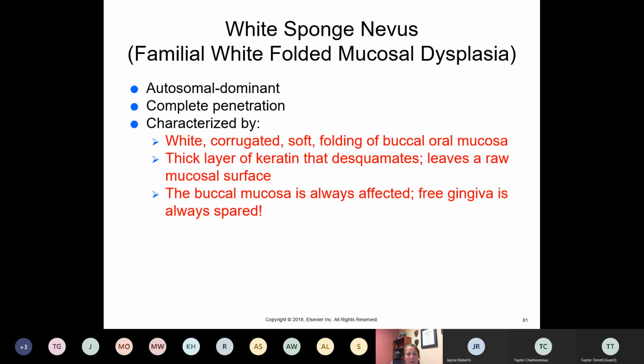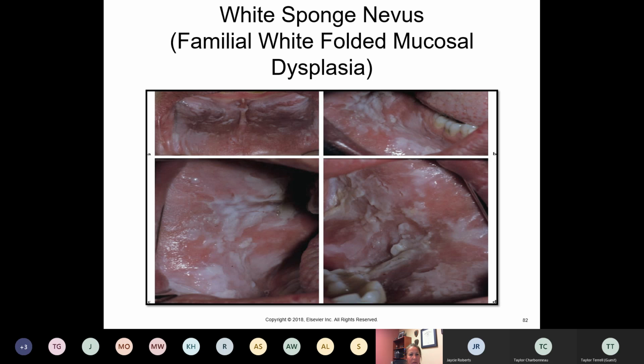And in white sponge nevus, the buccal mucosa is always affected, and the free gingiva is never affected. It is always spared. So we definitely see it on the buccal mucosa, and this is what it looks like. It just looks like they've chewed the living daylights out of their cheek. It's like this a lot, and it's not painful, but it's irritating. And the student that I had that had this was super self-conscious about it.